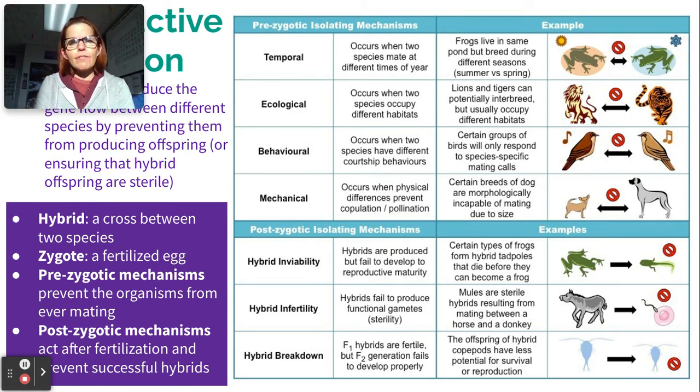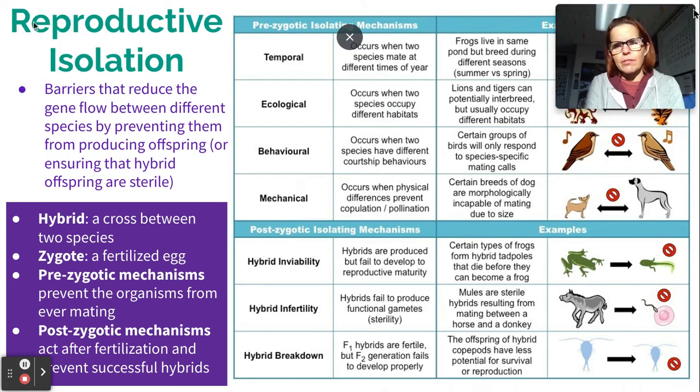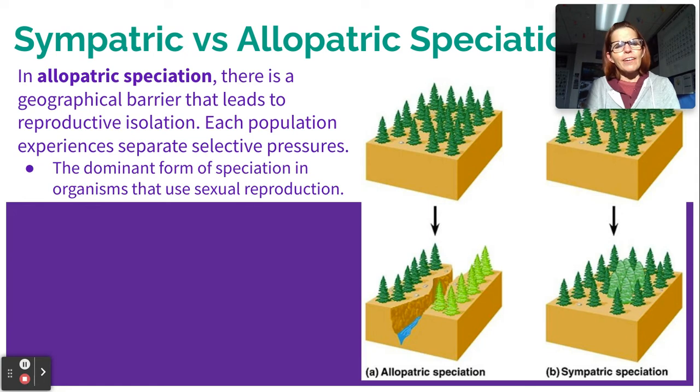So the idea of a species is that it can reproduce all by itself and nobody else can reproduce with it. All right, sympatric and allopatric speciation. These are terms that are directly on your learning targets.